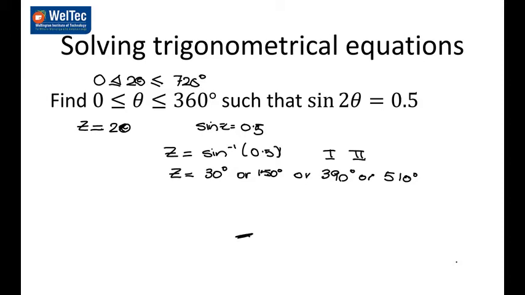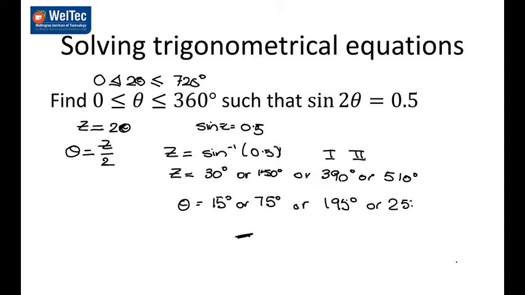Okay, we're not looking for Z, we were looking for theta. So if Z equals 2 theta, then theta equals Z over 2. So theta is equal to 15, or 75, or 195, or 255.